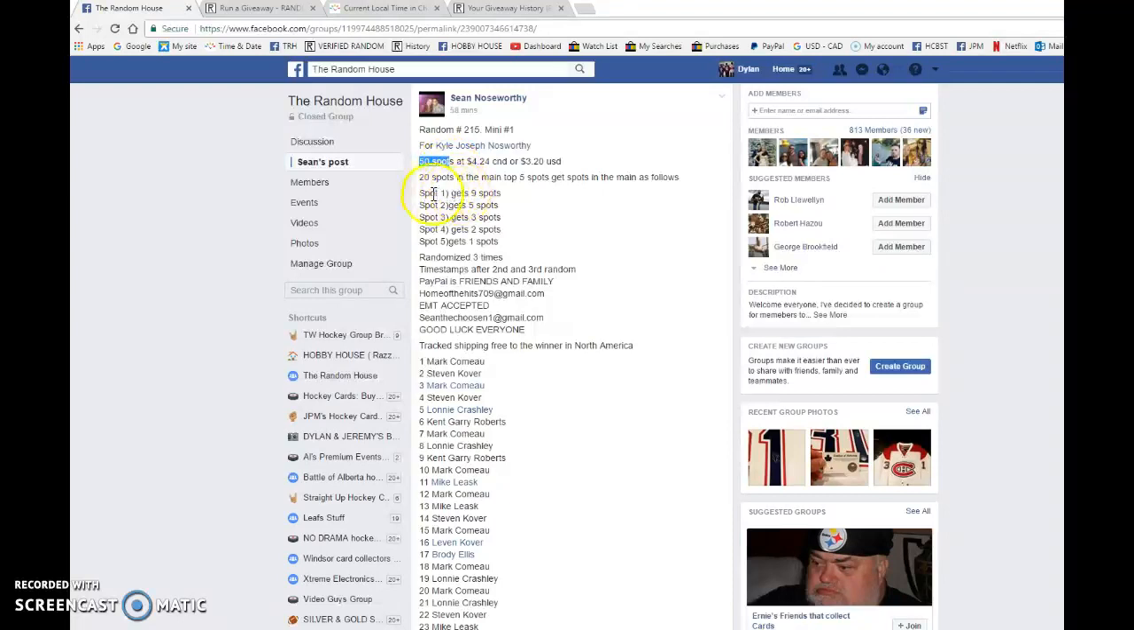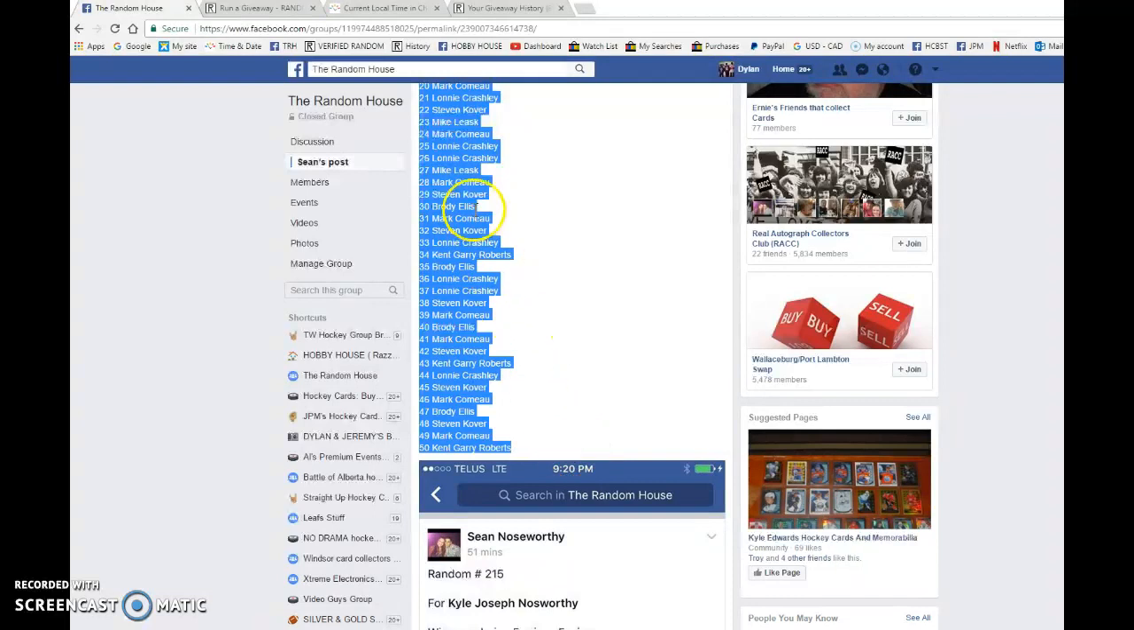There are 50 total spots. First place gets 9 spots, second place gets 5 spots, third place gets 3 spots, fourth place gets 2 spots, and fifth place gets 1 spot. We're doing this one 3 times, and the top 5, as you know, all win spots. Good luck, everyone. We have Mark in spot 1 and Kent in spot 50.